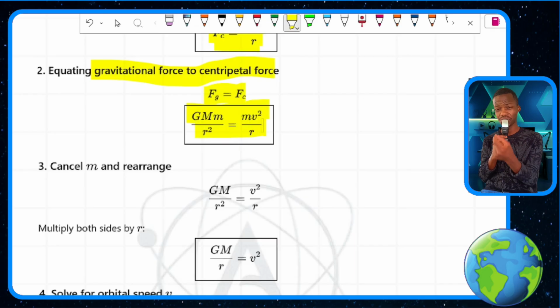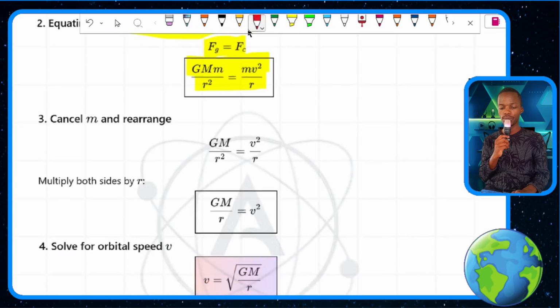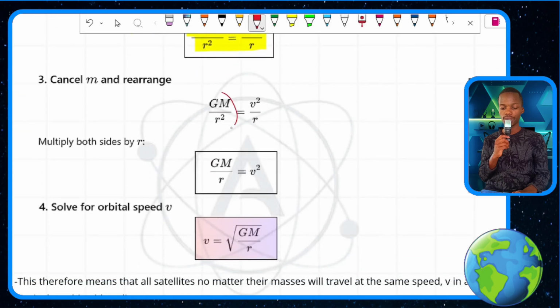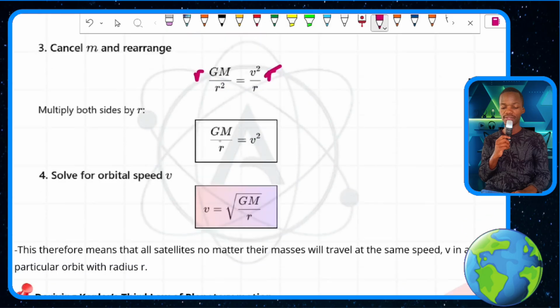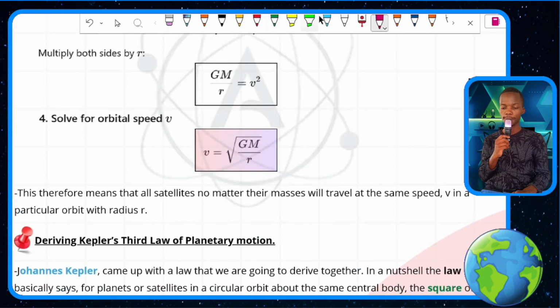We've already talked about what the gravitational force is by looking at Newton's third law. Now we can cancel out the masses, so this m and that m, and we'll be left with GM over r squared, which is over here, and v squared over r, which is over here. Then we can multiply both sides by r, right? So you can multiply this side by r, multiply that side by r. So the r's will cancel out, and essentially you'll be left with GM over r is equivalent to v squared.